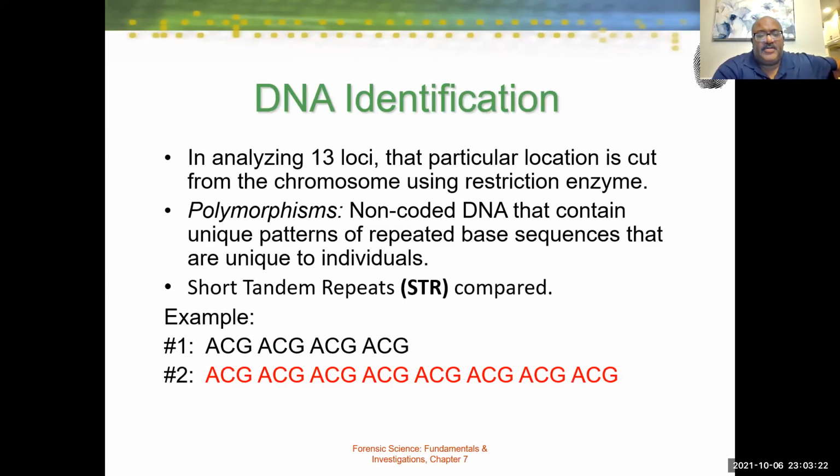What they came up with is that there are things called polymorphisms, which are non-coded DNA that contain unique patterns. These unique patterns repeat, called short tandem repeats, and they repeat uniquely for certain individuals. So this is the nitty-gritty of how they can identify things in your DNA that are like a fingerprint. Only yours. These short tandem repeats are individualized, unique to certain individuals.